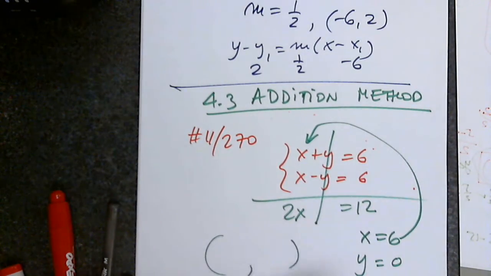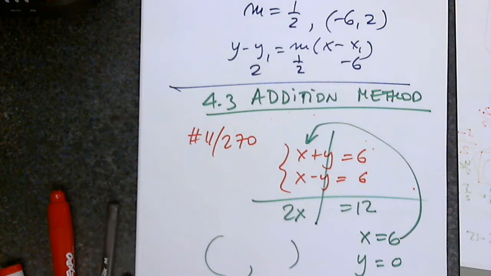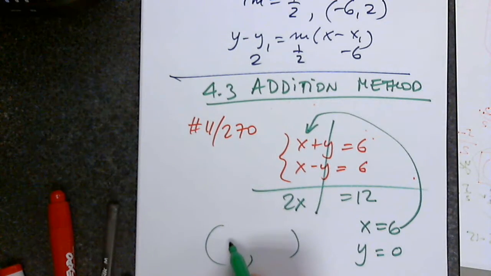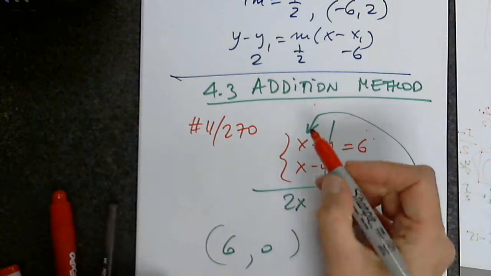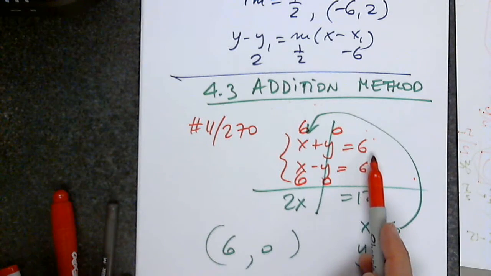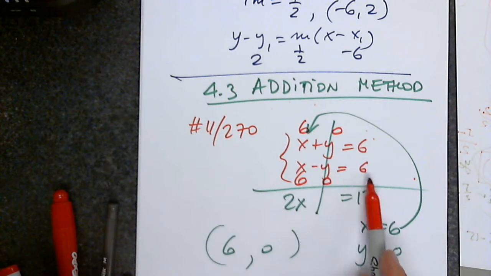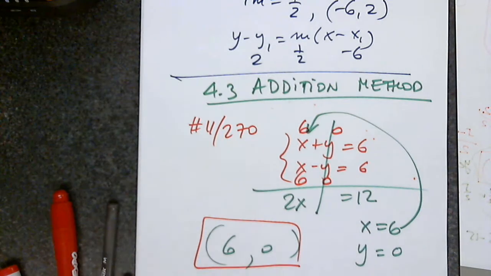The prospect solution appears to be, I'm not sure yet, I haven't checked, 6, 0. I don't know, it could be. Now I'm checking. 6, 0. Is 6 plus 0, 6? Is 6 minus 0, 6? It means that this is the only solution and no one can find another.